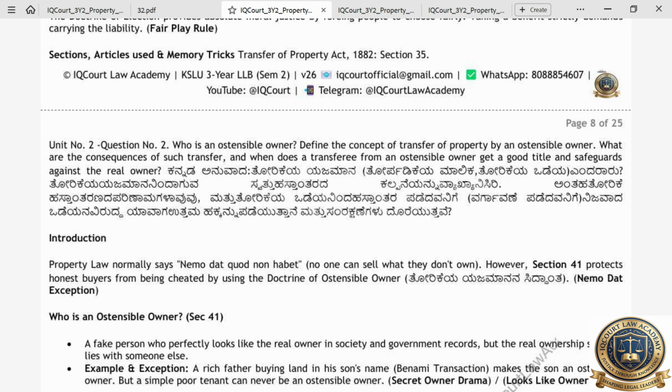Who is an ostensible owner? Define the concept of transfer of property by an ostensible owner. What are the consequences of such transfer, and when does a transferee from an ostensible owner get a good title and safeguards against the real owner?